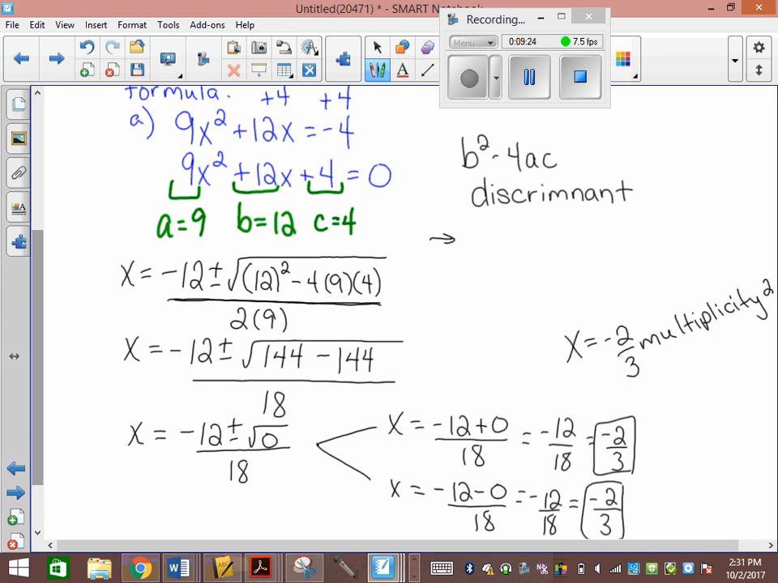So what can you tell me from this example then? If b squared minus 4ac is equal to 0, what happens? In this case, the 12 squared minus 4ac, you got 144 minus 144, which gave me 0. So my b squared minus 4ac, that discriminant, was equal to 0. What could you tell me about your answer then? They're the same. How many x-intercepts are there? So when your discriminant is equal to 0, you get one real and equal root is what it's called.